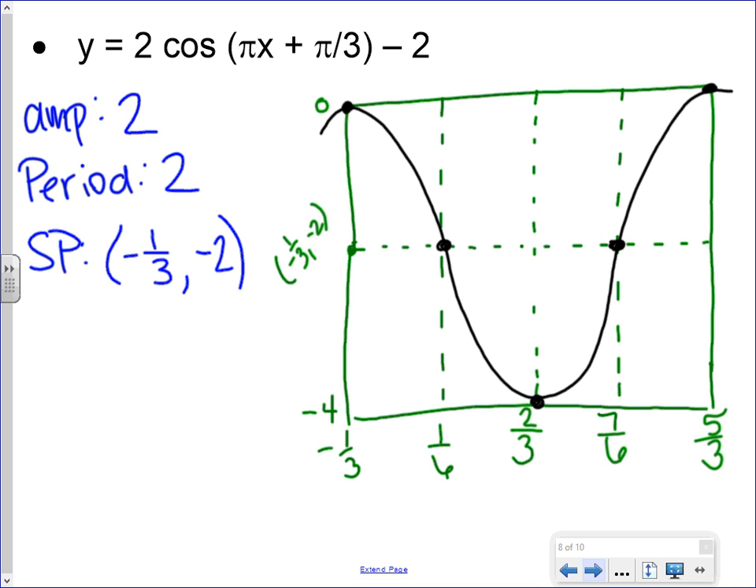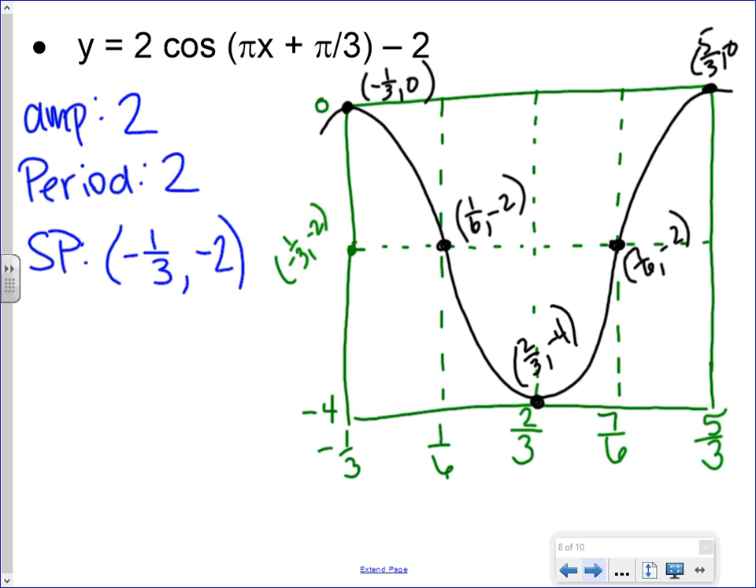And then you can label those based on your grid here. So this is negative 1/3, 0, 1/6, negative 2, 2/3, negative 4, 7/6, negative 2, and 5/3, 0. If you don't feel like you have room on your curve to label those, it is okay to label them off to the side. Just make like a little list of the 5 points if you'd like. It's totally fine.